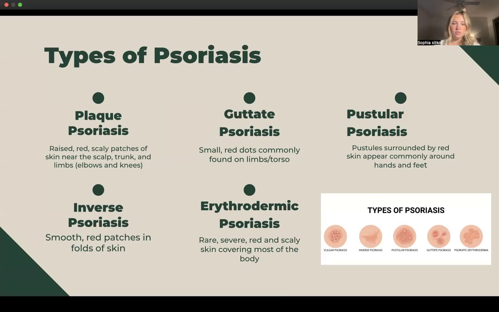And there's inverse psoriasis, which is basically the opposite of plaque psoriasis. So it's smooth red patches that are found in skin folds. And it's really not that common.